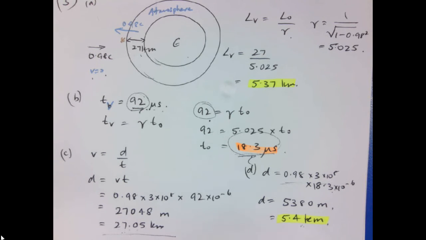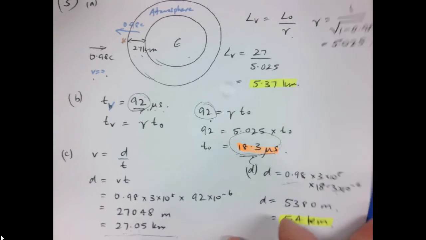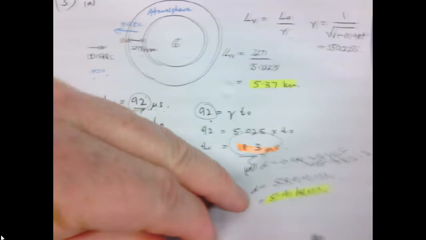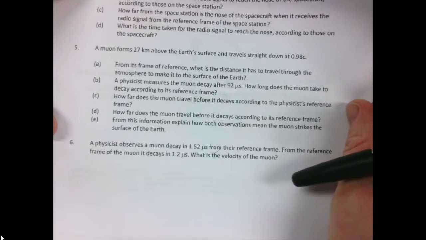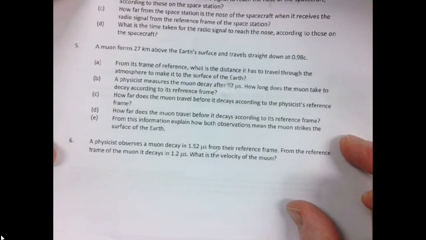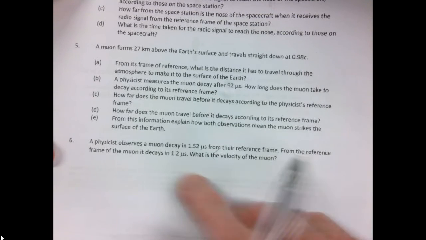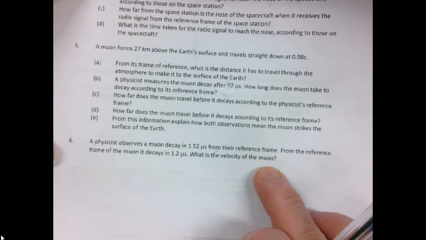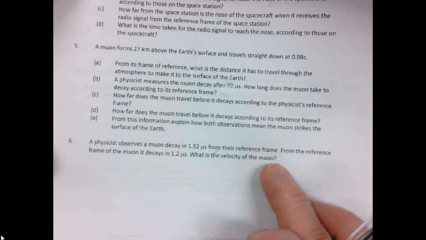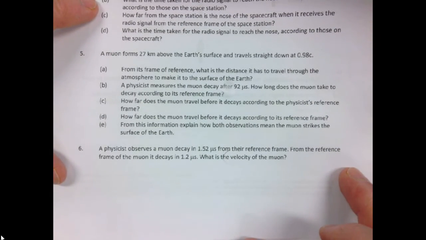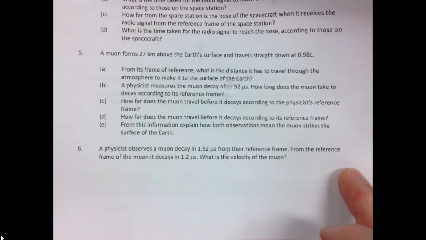Okay. And finally, let's do question 6. Question 6 says, a physicist observes a muon decaying in 1.52 microseconds in their reference frame. From the reference frame of the muon, it decays in 1.2 microseconds. So what's the velocity of the muon? Okay, so this is one of those ones where we're working out the gamma factor and we're going to work back to find the velocity.